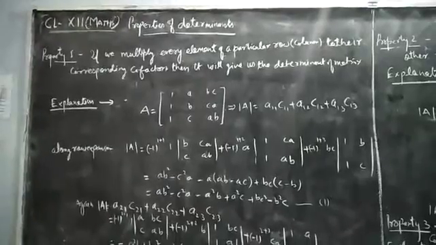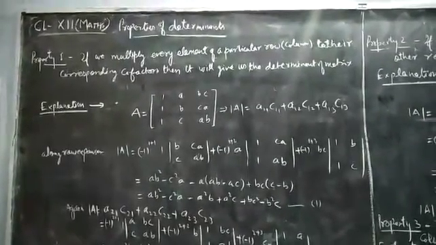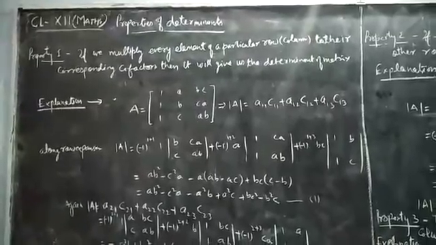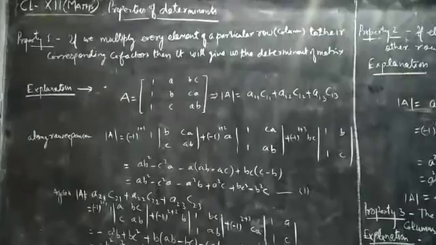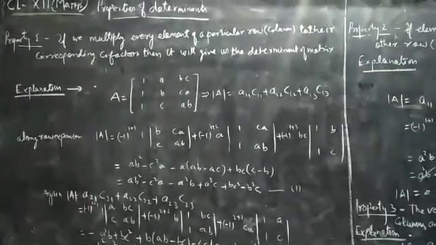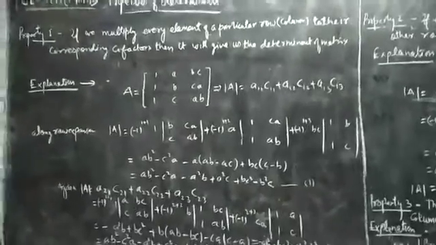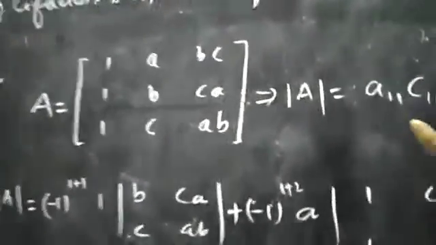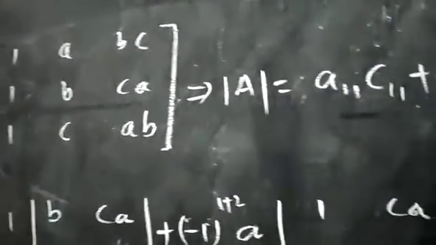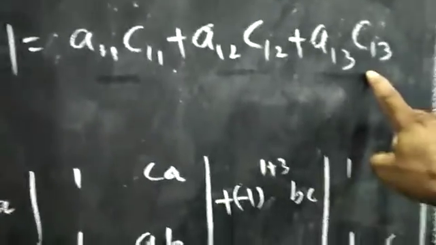See the explanation. Let matrix A equal 1 a bc, 1 b ca, 1 c ab. Then determinant of A equals a11 C11 plus a12 C12 plus a13 C13. It is clear that elements are related to their cofactors.